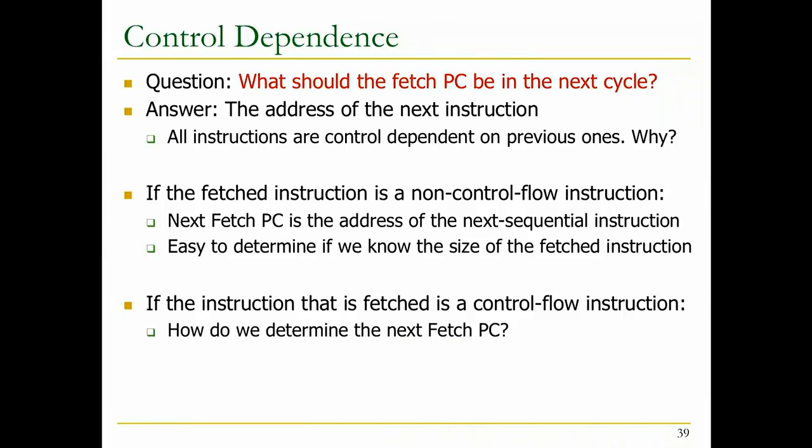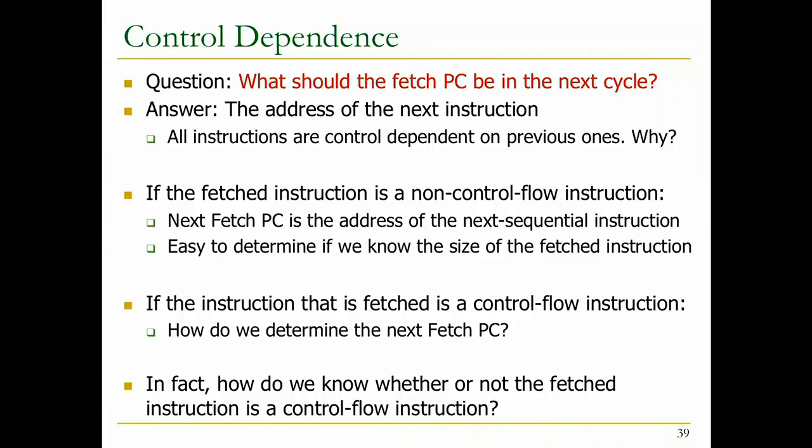How do you determine the next fetch PC? Well, how do you even know that it's a control flow instruction? You haven't even decoded it yet, right? You're fetching. Whereas decode comes later in the pipeline, right?